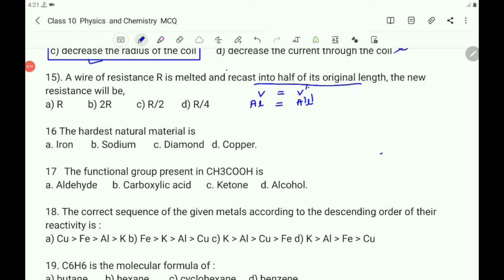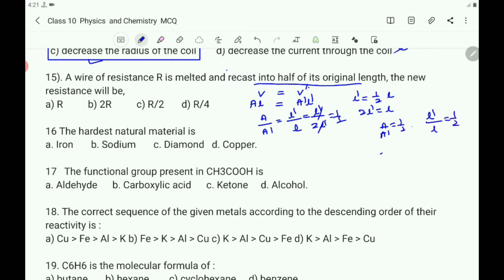here the new length is half of its original length. So L dash is equal to 1 by 2 L. So you can have 2L dash equals L. Then you write the ratio A by A dash equals L dash by L. So that you can write L dash by 2L dash, that becomes 1 by 2. So we got the ratio that A by A dash is 1 by 2 and L dash by L is 1 by 2.